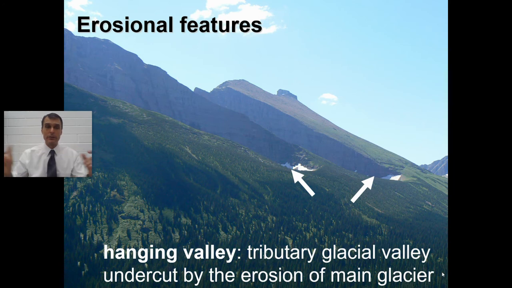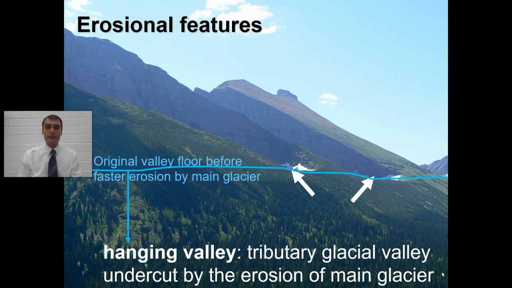You can have a large glacier with small alpine glaciers feeding into it, and they don't erode as fast as the main glacier. And therefore, what happens is the main glacier lowers the floor of the valley much faster than the tributary glaciers can keep up. And so they're left hanging above the valley floor.